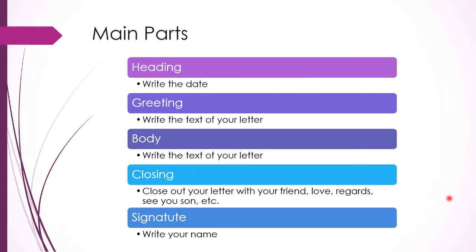Okay. Then we have the body of the letter. What is that? It is the text of the letter. What you are going to write in your letter. What information, what stories about your life, about a business. Sometimes there are cards or letters for business, or sometimes to your best friend, to your family, or whatever. Then we have the closing. The closing is when you say bye-bye to your friend. So we can use the words with love, your friend, regards, or see you soon.